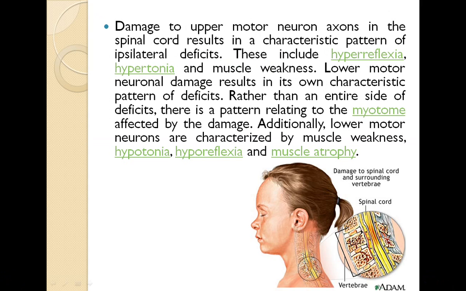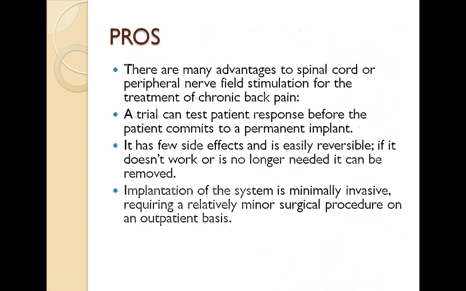Damage to upper motor neuron axis in the spinal cord results in a characteristic pattern of ipsilateral deficits. These include hyperreflexia, hypertonia, and muscle weakness. Lower motor neuronal damage results in its own characteristic pattern of deficits. Rather than an entire side of the deficits, there is a pattern relating to the myotome affected by the damage. Additionally, lower motor neurons are characterized by muscle weakness, hypotonia, hyperreflexia, and muscle atrophy.